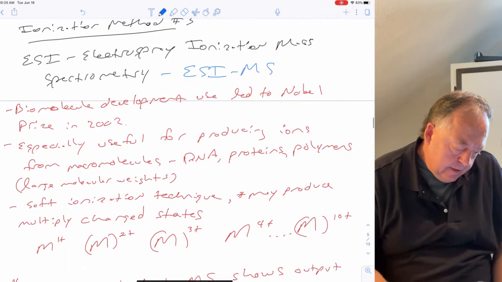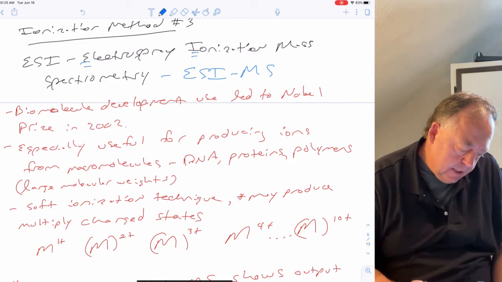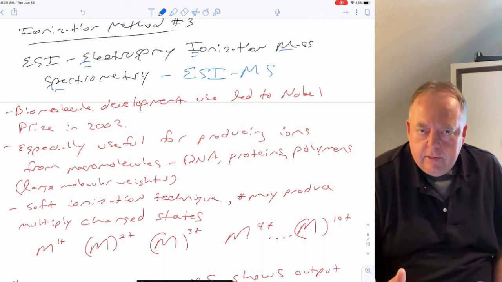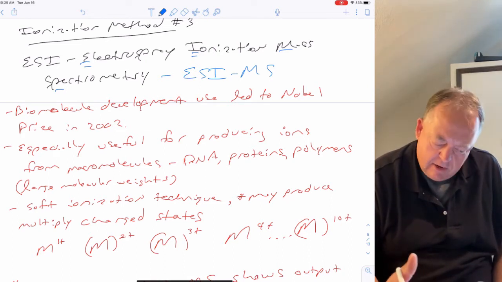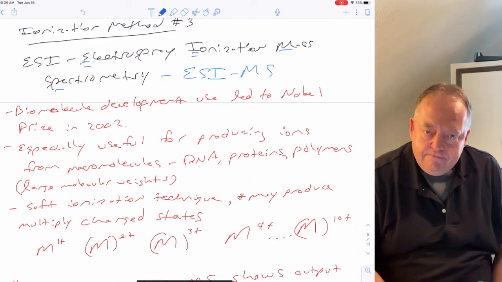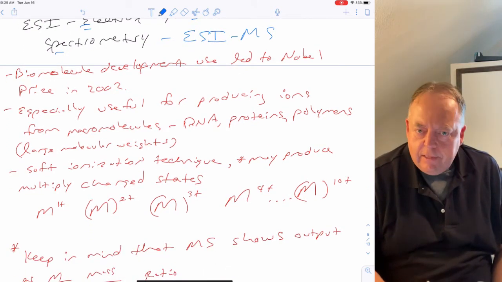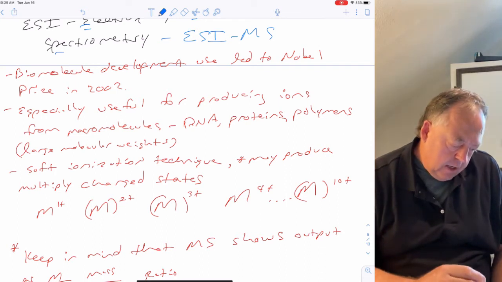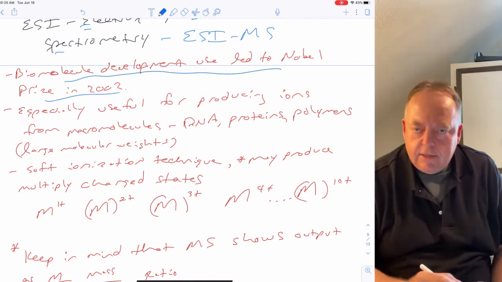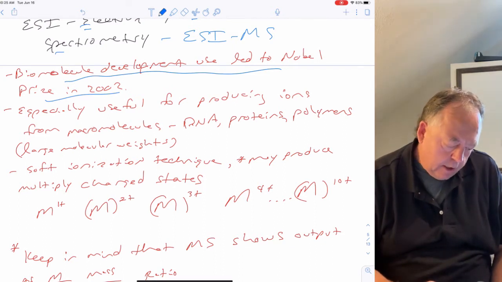Okay, so the third ionization method we'll look at is what's known as electrospray ionization. So ESI, electrospray ionization mass spectrometry, so ESI-MS. We have this instrument in the A&M Commerce Chemistry Department. It's about a $400,000 or $500,000 instrument, so these instruments can be pretty pricey as well. But extremely powerful. So ESI is an extremely powerful form of mass spectrometry. Its biomolecule development use led to a Nobel Prize in 2002. So obviously, a pretty important technique if it can lead to a Nobel Prize.